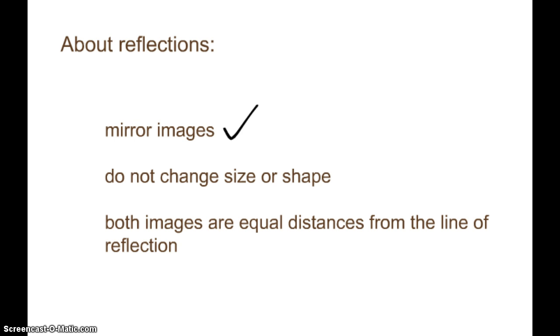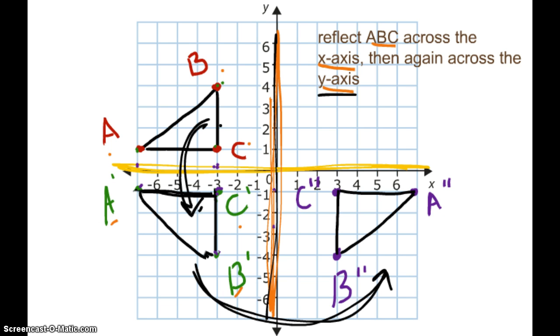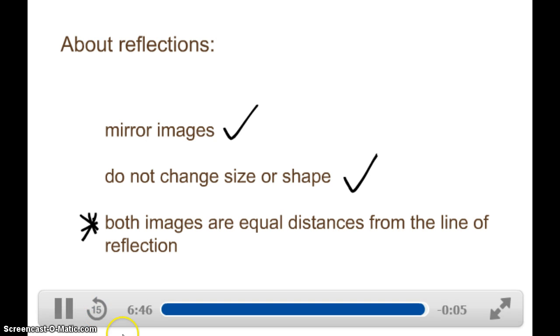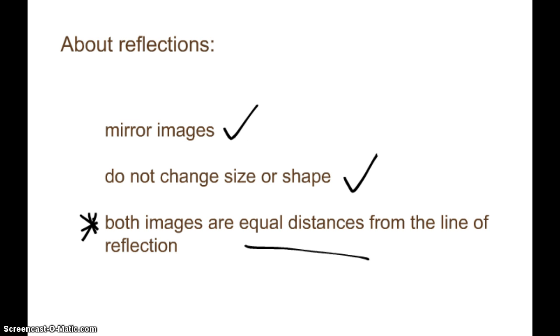Here are some things to keep in mind. Reflections are mirror images. They do not change size or shape. This is so important right here. Both images are equal distances from the line of reflection, meaning ABC has the same distance as A prime, B prime, C prime from the line of reflection, or the x-axis, and A prime, B prime, C prime has the same distance from A double prime, B double prime, C double prime. So the images keep their same distance from the line of reflection.